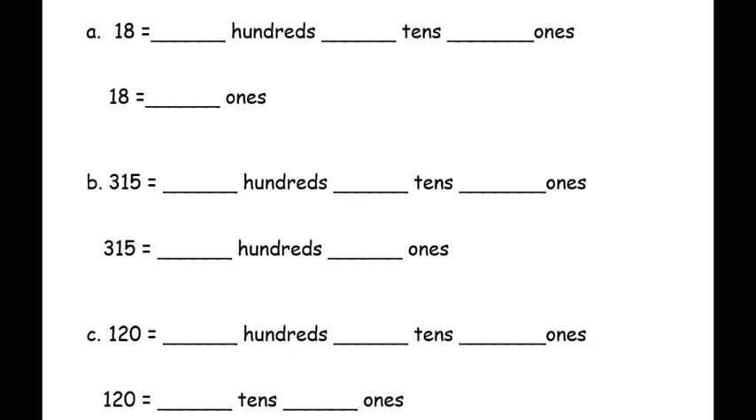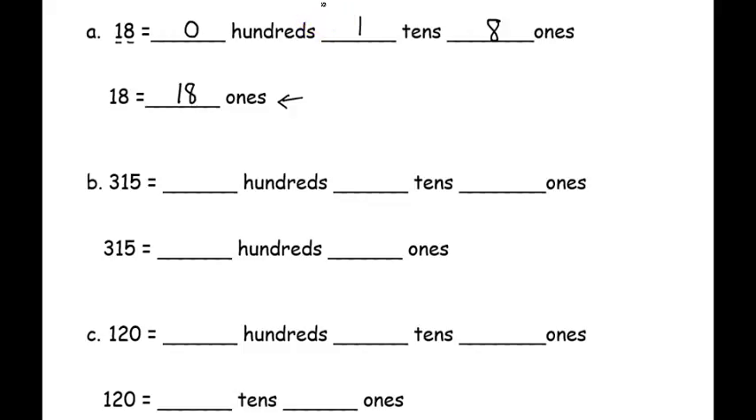Now let's think about place value without using place value charts. I have the number 18 and it's asking how many hundreds, tens, and ones make 18. Well, we don't have any hundreds, so I'll put 0 hundreds. I have 1 group of 10 and I have 8 ones. It also asks altogether how many ones that is. Well, that group of 10 is the same thing as 10 ones. Altogether, then, I have 18 ones.